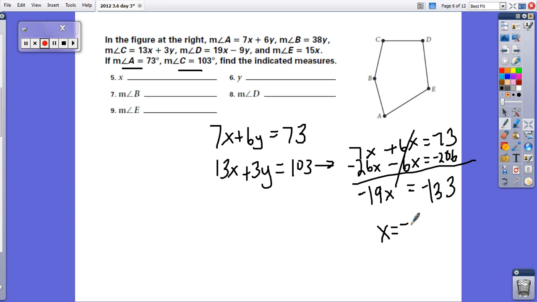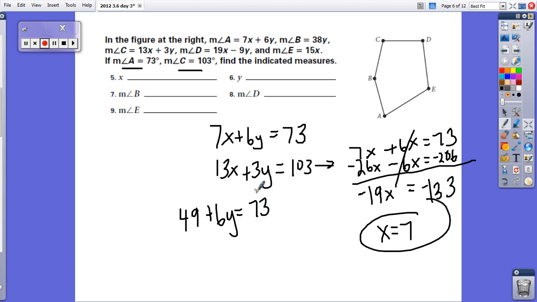So x equals 7, and then we plug it back into one of the equations. We'll plug it into this equation right here, so you get 49 plus 6y, because 7 times 7 equals 49. We do 73 minus 49, subtracting 49 on both sides, and you get 6y equals 24. So y would equal 4. Next problem, go ahead and pause it.